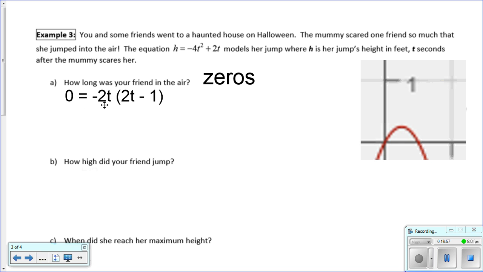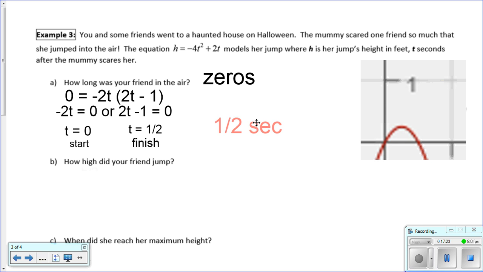So you set it equals 0, take out negative 2t, you get 2t minus 1. Set each equal to 0. Negative 2t equals 0, so t equals 0 there. 2t minus 1, you add 1 to both sides and then divide by 2. You get t equals 1/2. So she started at 0 time, and then she got back down there at half a second. So it took her half a second to get back down to the ground.